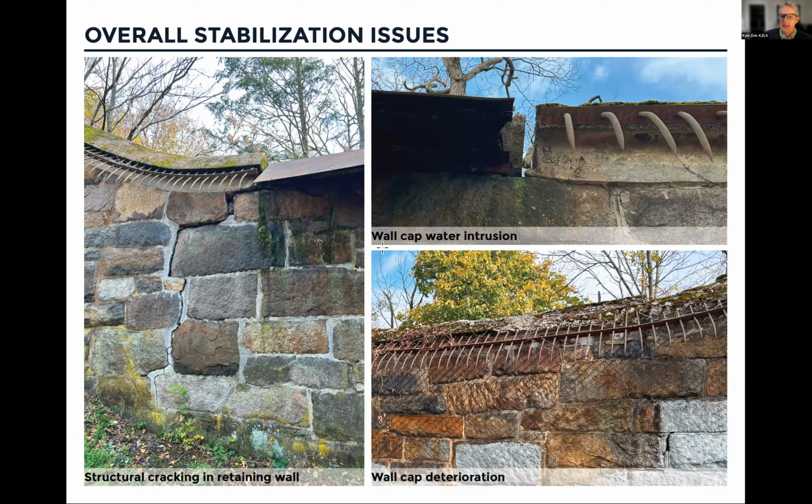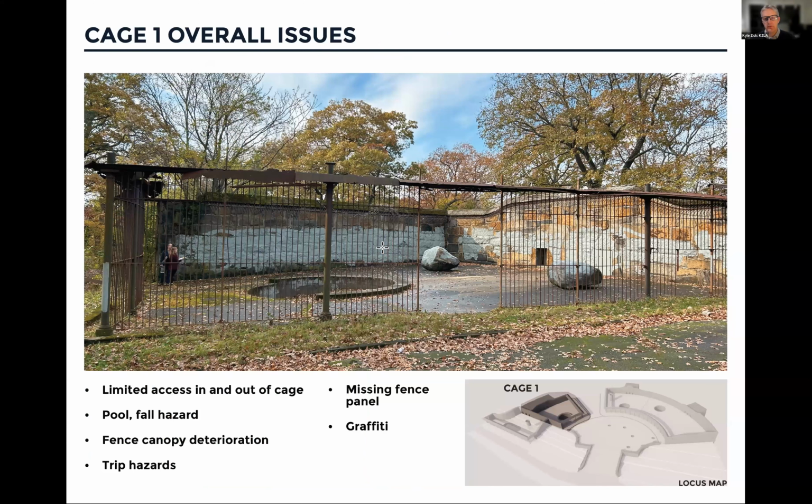So then I'll go through it cage by cage. While there are some issues that are common to all of them, there are some unique ones as well. So I'll start with just some of the issues, and then we'll talk about recommendations as we go through it cage by cage. Just as a reminder, there's a locus plan in the bottom right here. Cage 1 is, if you were to come up the stairs, the one that's to the left. And here's an image of it, you would recognize it.